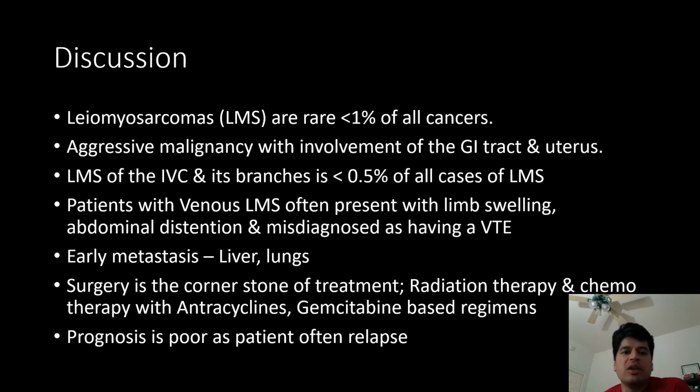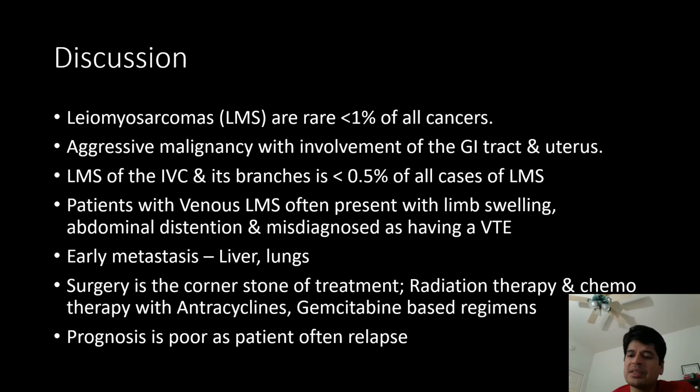A quick discussion on leiomyosarcoma. It's a rare cancer. So if you look at all cancers, it's less than 1% of all cancers. Leiomyosarcoma can involve the IVC and its branches, and it's up to less than 0.5% of all the cases. It's often missed, and patients usually present with symptoms very similar to what our patient presented with. It often metastasizes early into the liver and lungs.